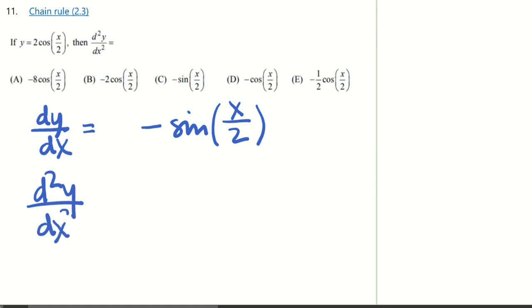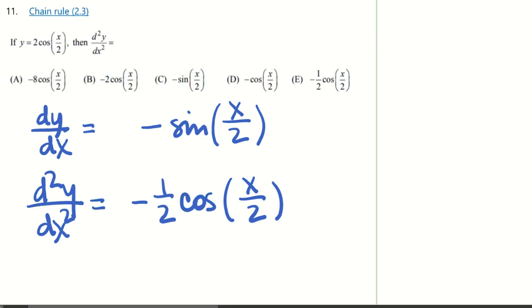And then the second derivative, I'm just going to take the derivative again, and that's going to be equal to, the derivative of negative sine would be negative cosine, but I know the same thing's going to happen here. I'm going to have to multiply by 1/2 for the chain rule. So I've got -1/2 of cosine of x divided by 2. There it is right there. Move on.